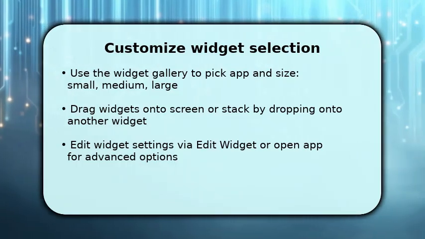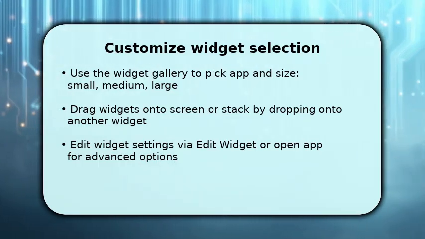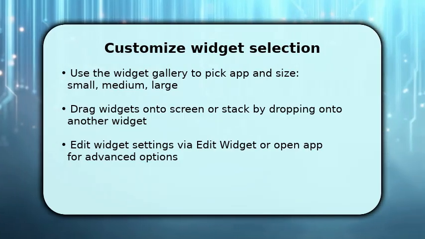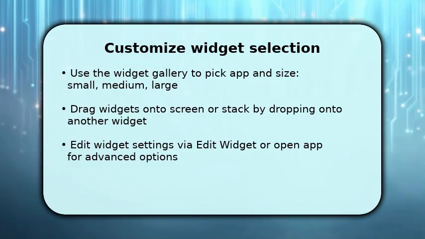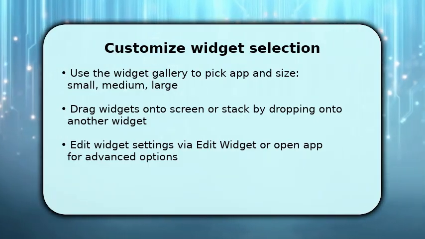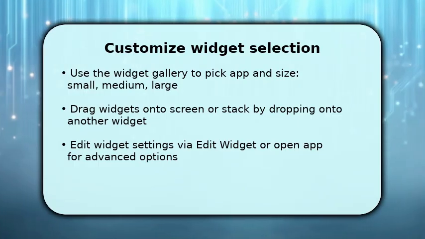Once stacked, swipe to cycle or use Smart Rotate. To change content, tap Edit Widget or open the host app and adjust preferences. This updates data and refresh intervals. Make sure to arrange for readability, and tap Done to exit jiggle mode.